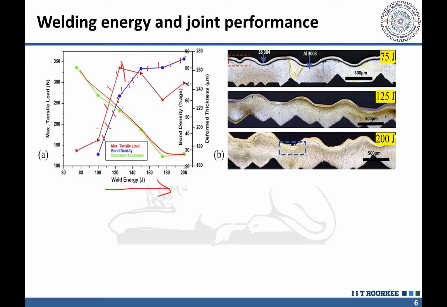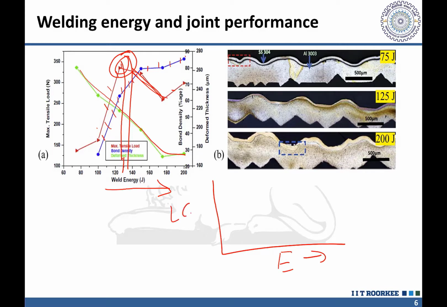But here if you see, there is some optimum value of the weld energy that we have to apply for the maximum joint strength, and thereafter we'll notice that the joint strength is getting decreased. So if we simply plot the energy as a function of, let's say, the load carrying capacity, then it will be initially increasing because of the increasing bonding between the sheet metals. But after reaching the peak value, a further increase in the energy decreases the load carrying capacity, and this is attributed to the thinning of the base metal.